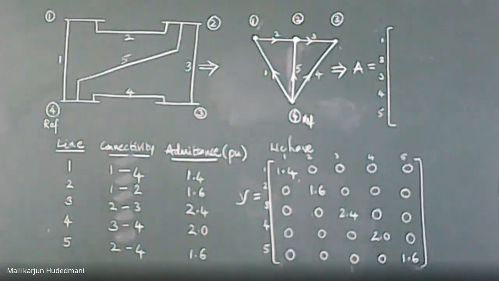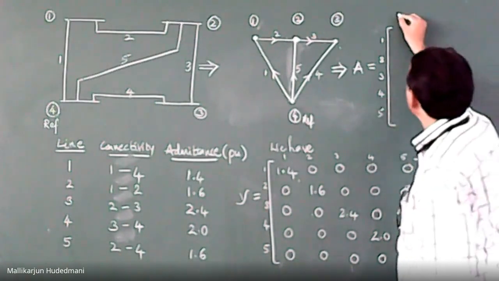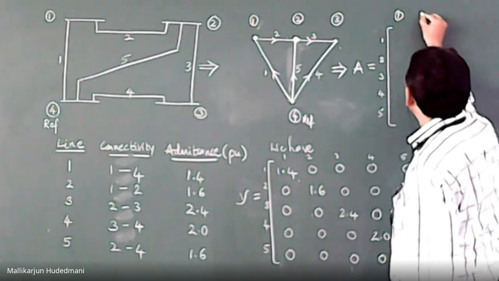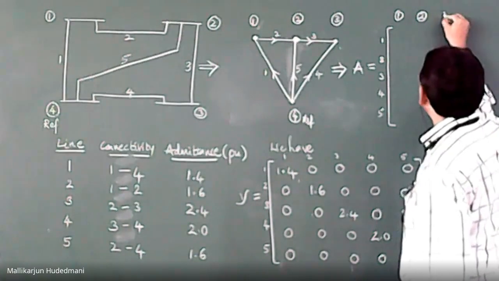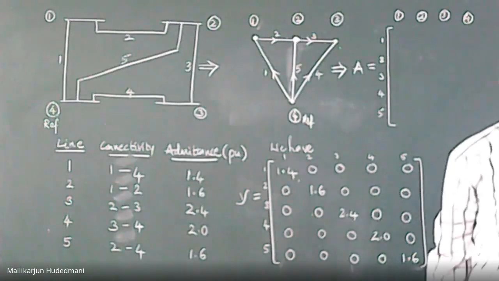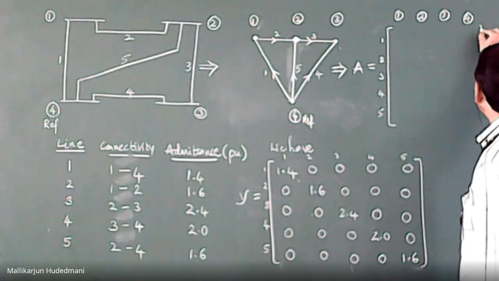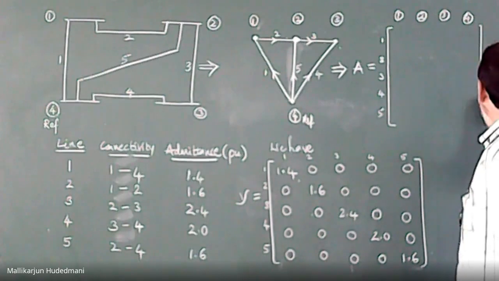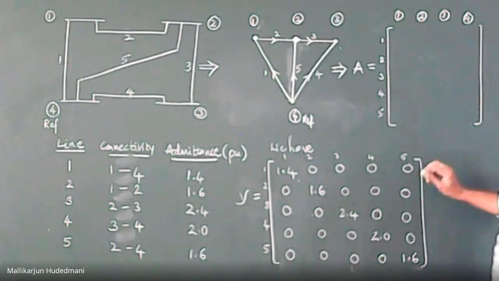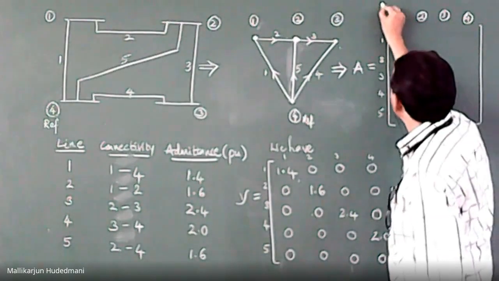Element node matrix, which is having number of elements 5, number of buses I put as 1, 2, 3 and 4. Hope this is visible? Yes, it is visible in the screen. So I just put a bracket over here. Okay. So it is 5 cross 4. This side I have buses. N is bus for me.